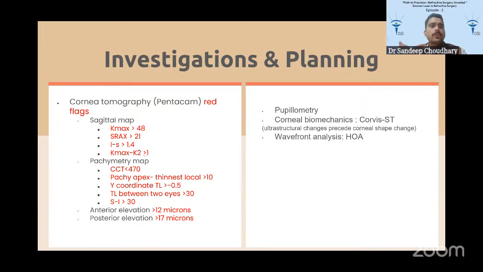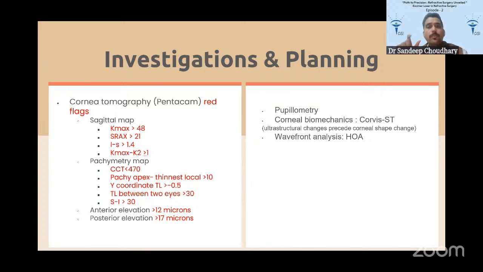First and the most important thing nowadays is corneal tomography. So Pentacam, which is an elevation-based corneal tomography, we need to know the red flags, which we'll discuss in the coming slides also. So these are the red flags which we need to know on the quad map display. We need to know on the sagittal map and pachymetric map if the corneal thickness is lower. All these points I will be discussing in the coming slides.